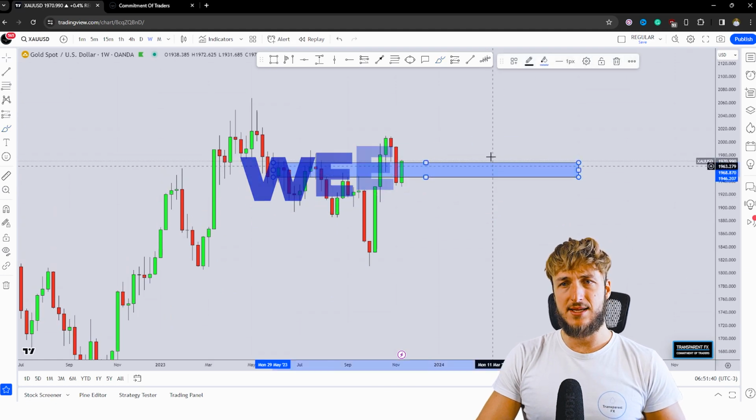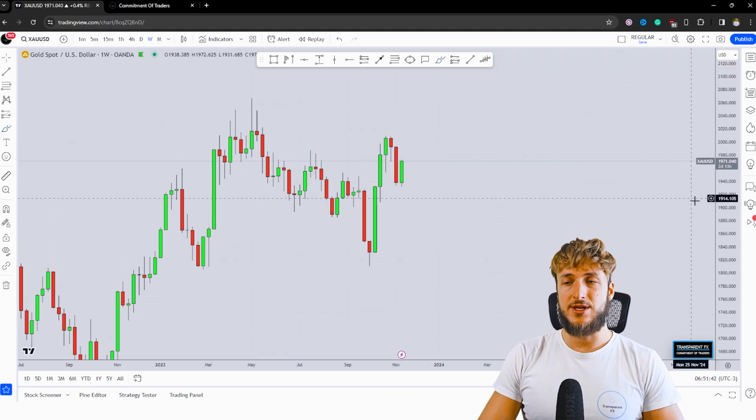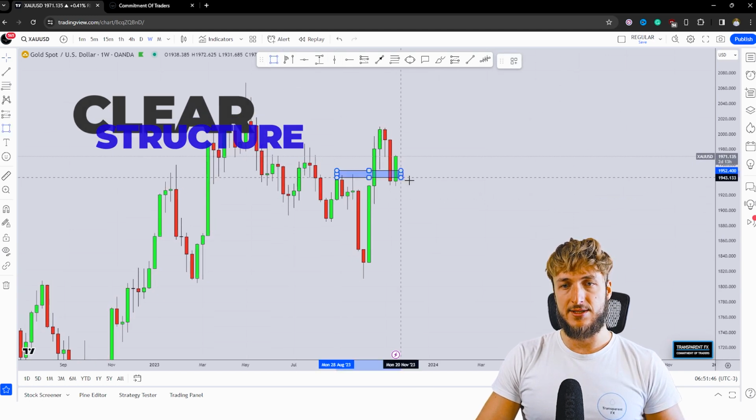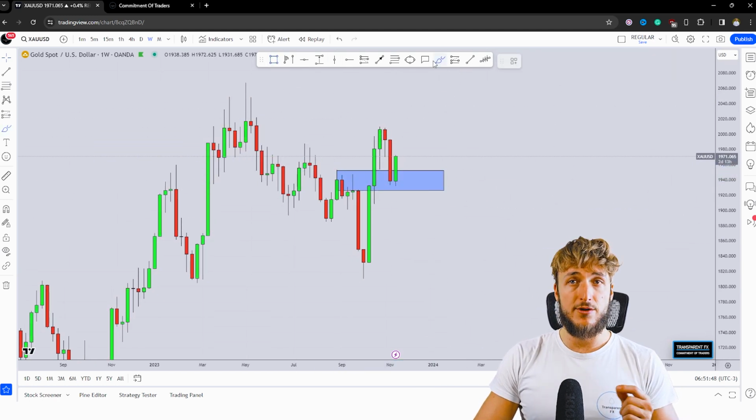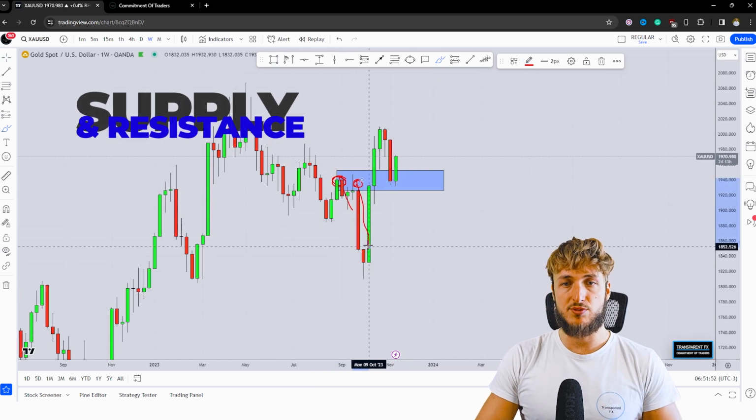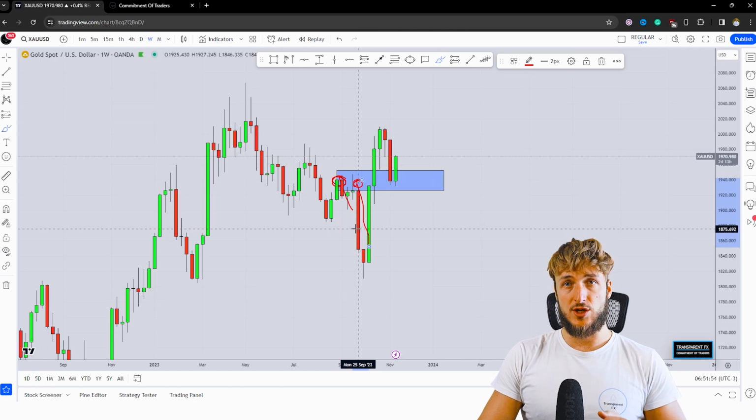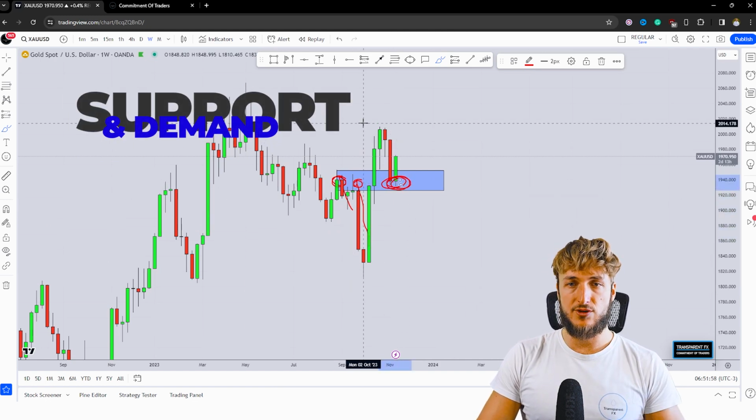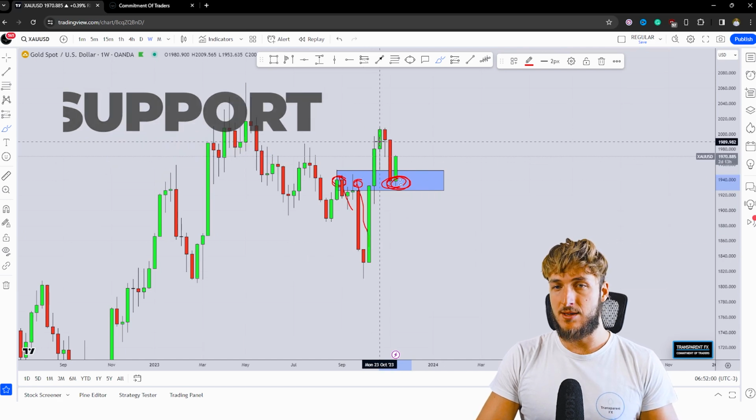Well, from a weekly standpoint, the structure is even more clear. In fact, we can easily identify this area here, which is very strong previous supply and resistance from which both these previous rejections to the downside were created, which is now turned here support and demand after the market broke it to the upside with this impulse.